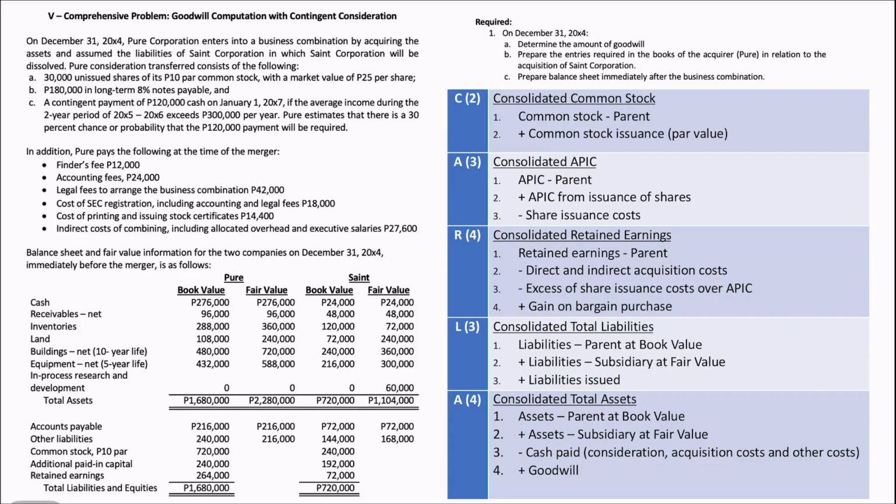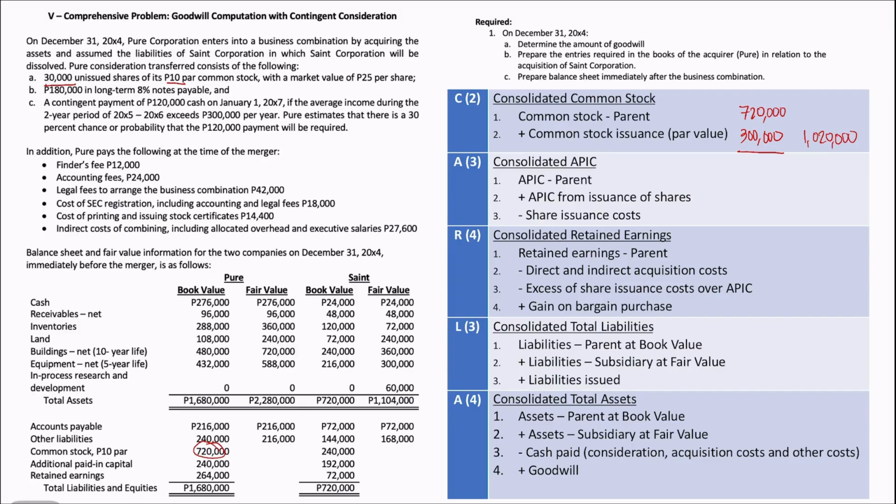For consolidated common stock, we first take the common stock of the parent, that's 720,000. We then add the par value of the common stock issued, that's 30,000 times 10, 300,000. Hence, the consolidated common stock on the date of acquisition is 1,020,000.